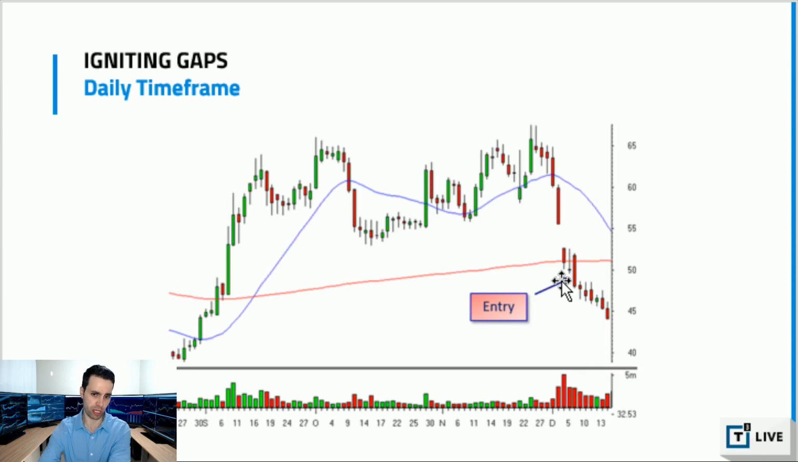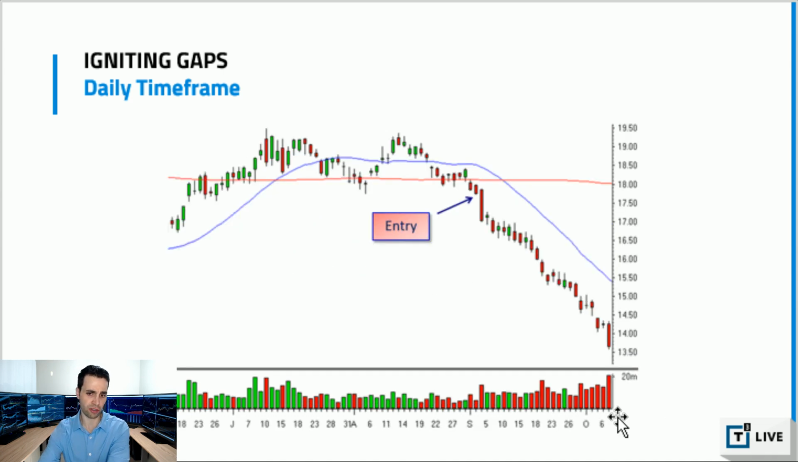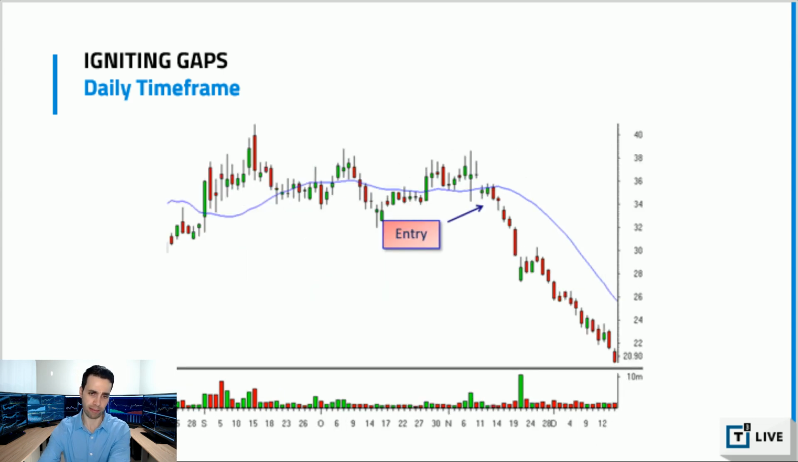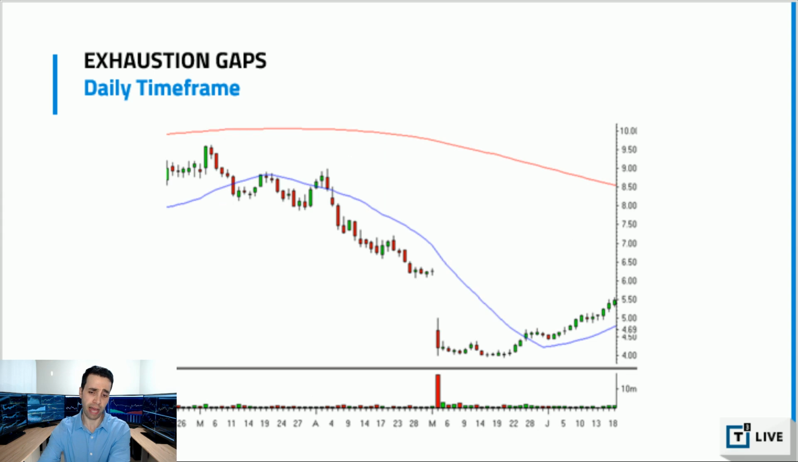Look at this beauty. Gapped under several months worth of basing, and then dropped. Same here. Look at that big, huge drop. These are all igniting gaps, okay? Beautiful, beautiful examples of recent plays that I personally took, and some of which a lot of members played as well.